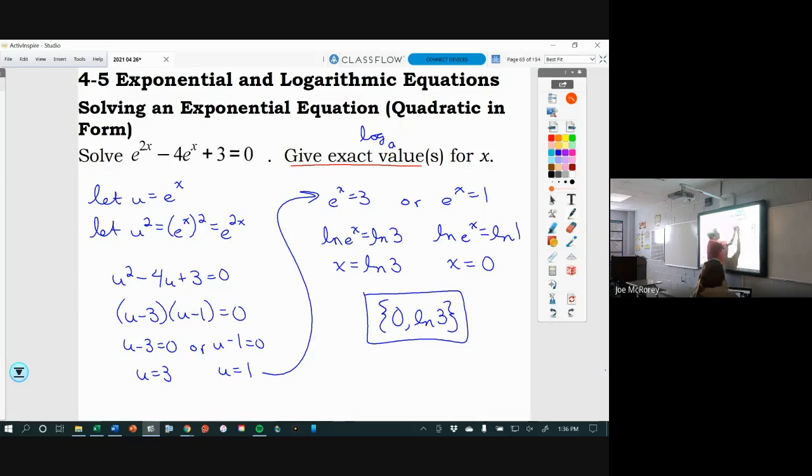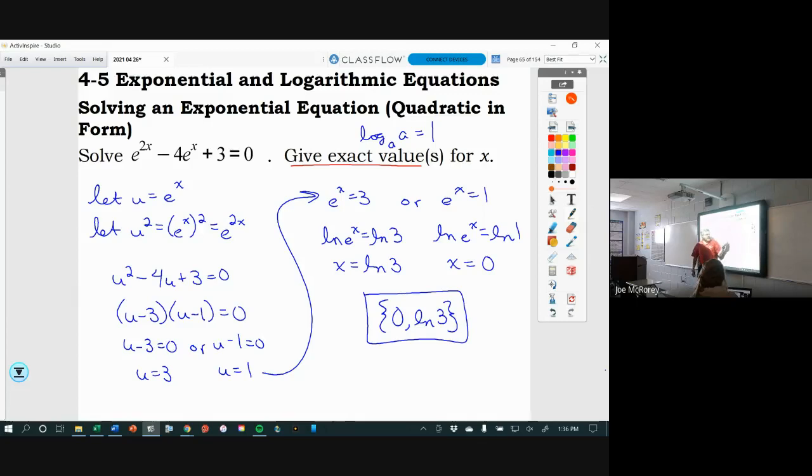of A. Log base A of A is 1. It's just a property. So log base 10 of 10 is 1, because 10 to the first power is 10. A to the first power is A.